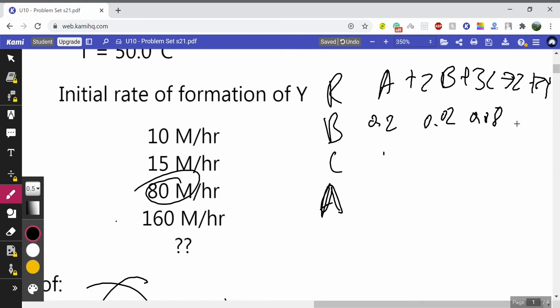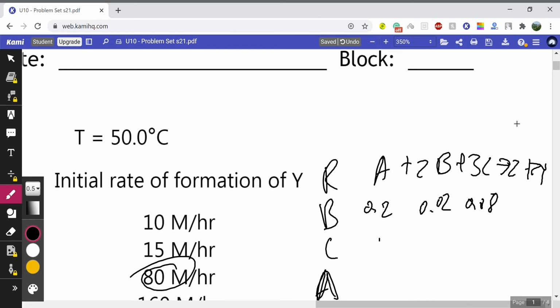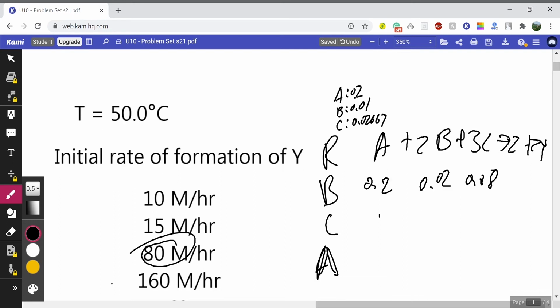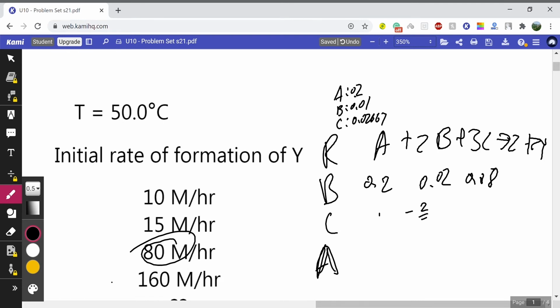Let's take a look. First, we divide 0.2 by the moles of A, which is 1, which is 0.2. B is 0.02 divided by 2, which is 0.01, because there are 2 moles. And C will be 0.08 divided by 3 moles, which is 0.02667. Now, which one is the smallest? B. B is our limiting reactant.